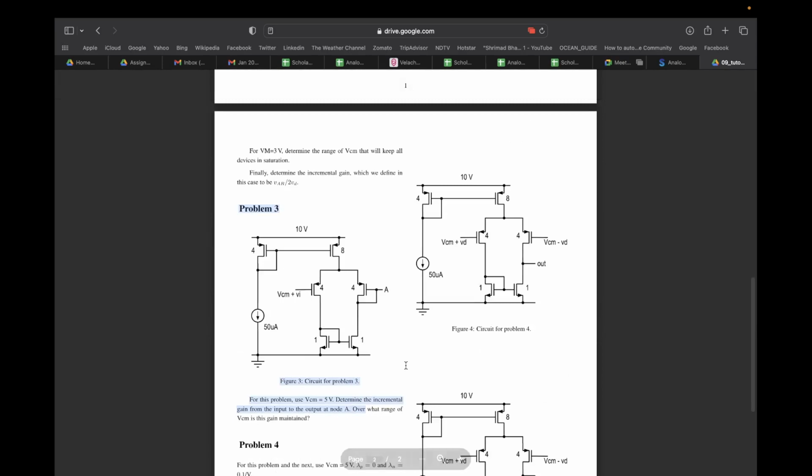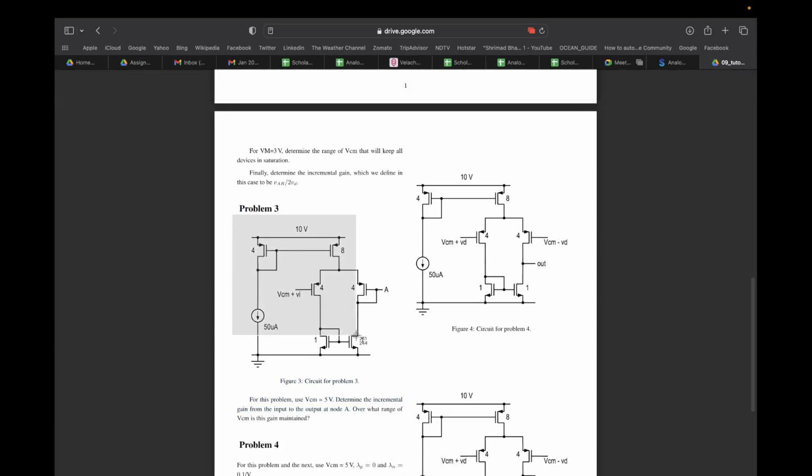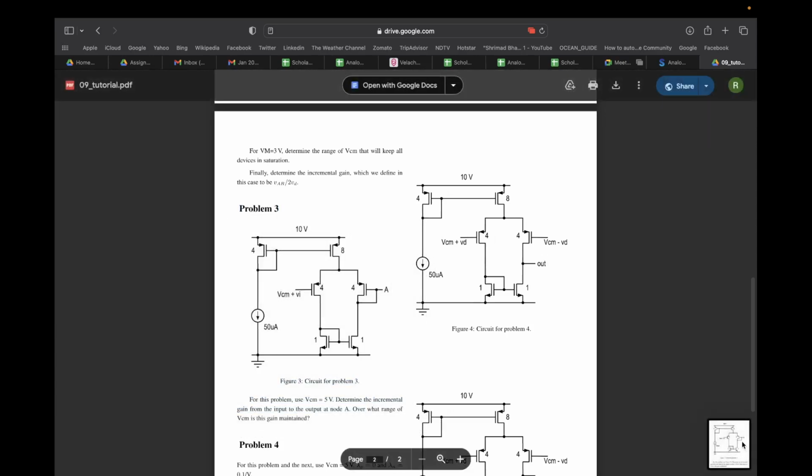Yes, only one side input Vi is given, not both sides. When I draw the incremental circuit, that whole current mirror circuit goes away, but the node at the output of that transistor, I don't know what its voltage is. Let me take this circuit to my iPad and then we will discuss.